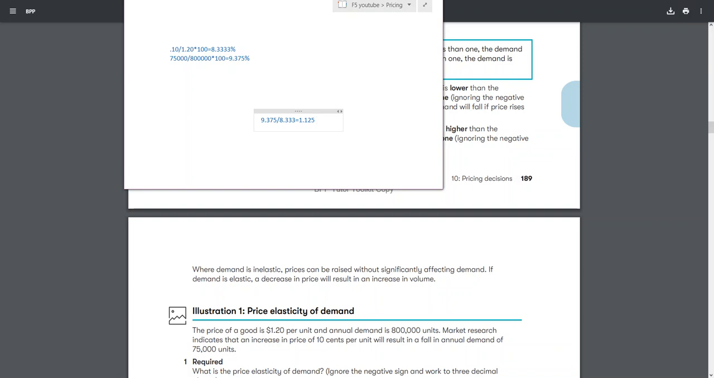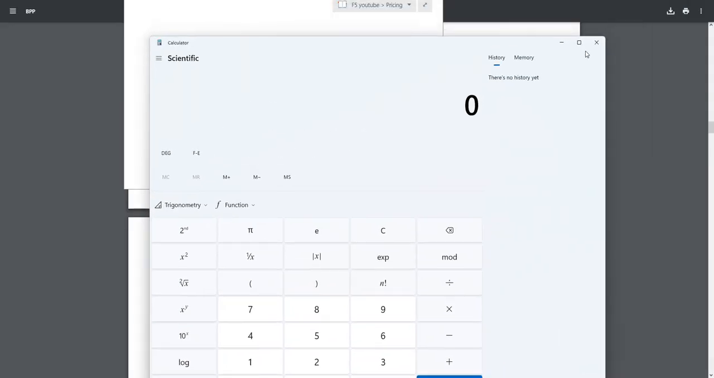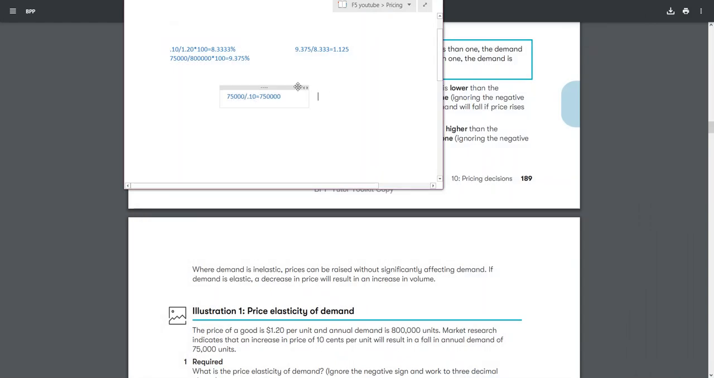More than 1 means demand changes by a larger percentage. Less than 1 means demand changes by a smaller percentage. Remember, we are calculating the change as a percentage. If I just look at the change in cents and then the change in demand, then the answer could be very different. So we don't just look at the change, we look at the change in percentage.